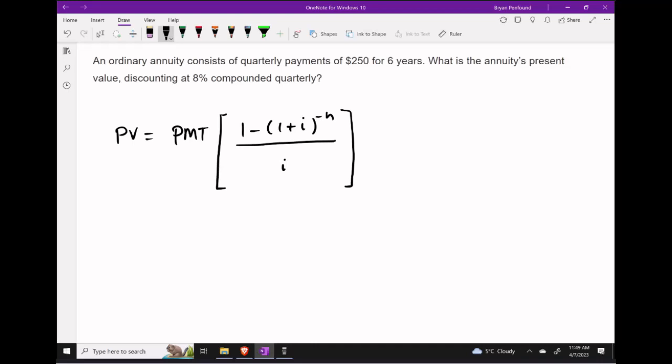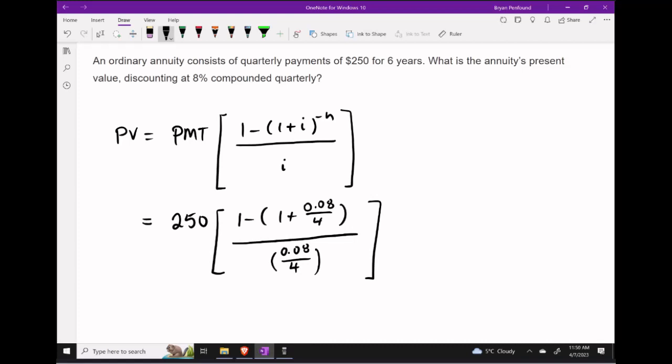Let's check and see if the payment structure is the same as the compounding structure. Both of them appear to be quarterly, so this is going to be a simple annuity, so our present value formula that's given here should apply. So let's begin by putting in some of the parameters that we know.